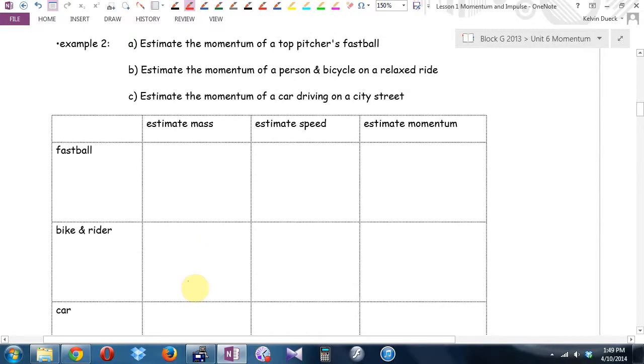So whenever I introduce a new concept, Emma, I like to try and give you a gut instinct for what's really big and what's really small. So I've got some momenta, which is the plural, to kind of think about and analyze. I want to estimate the momentum of a top pitcher's fastball, the momentum of a bike and rider, and the momentum of a car.